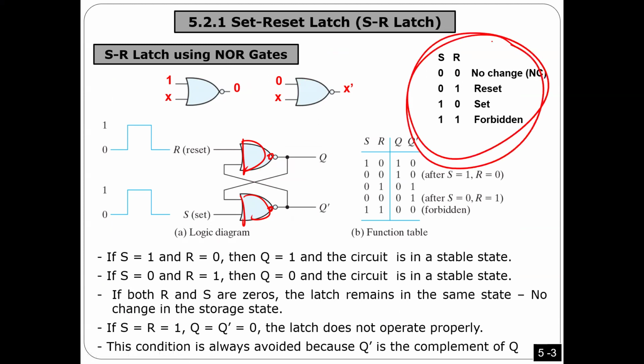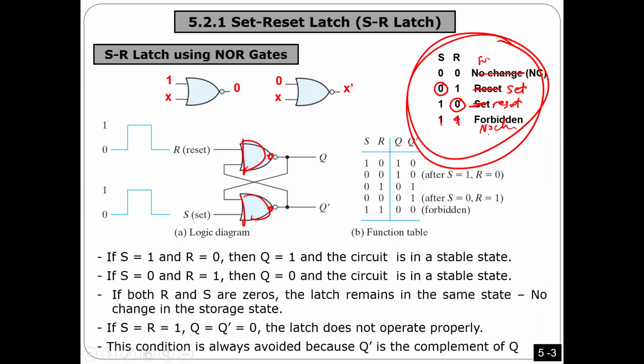Everything is the same. However, this one will become active low. That means if you want to do a reset, when this one is 0, you are actually doing a set instead of a reset. Same thing here: when this is 0, I'm doing a reset. This one becomes active low. Also, the forbidden case is actually 0, 0. The no change case is 1, 1. You got what I'm saying?